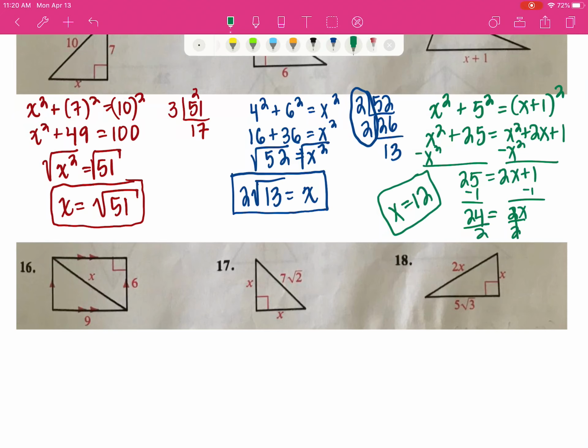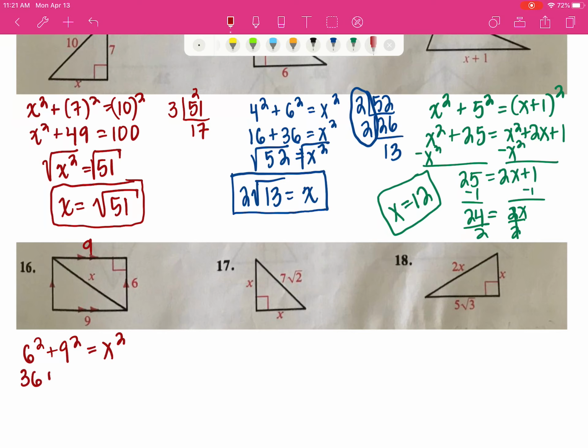So here we have a rectangle, and I know that this is a rectangle because it's a parallelogram, opposite sides are congruent, and we've got that 90-degree angle in there. So if the horizontal side on the bottom is 9, the one on the top is also 9. Therefore, I'm going to have 6 squared plus 9 squared equals x squared. That's how we set that problem up.